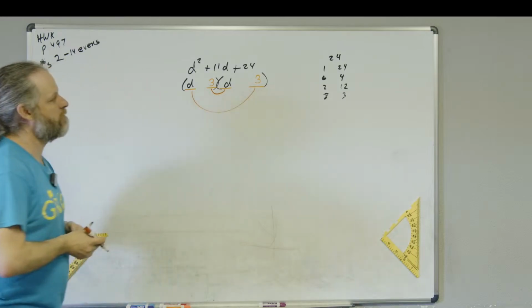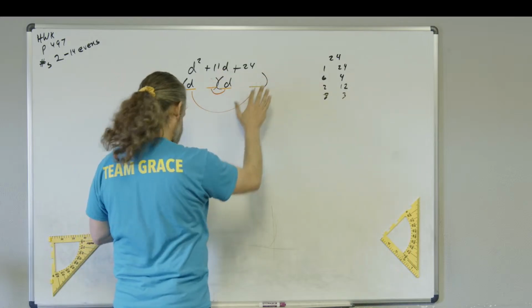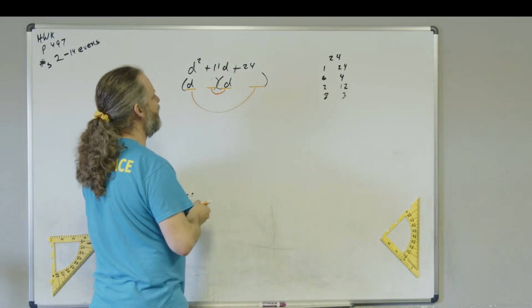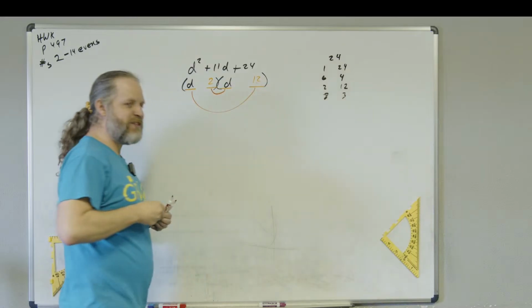Why did you draw 3 and 3? I don't know. That's literally neither one of those is what I meant to draw. How about a 2 and a 12? So that was the guess.